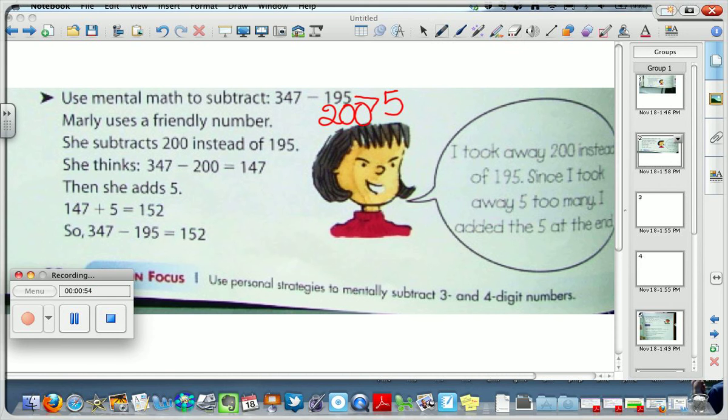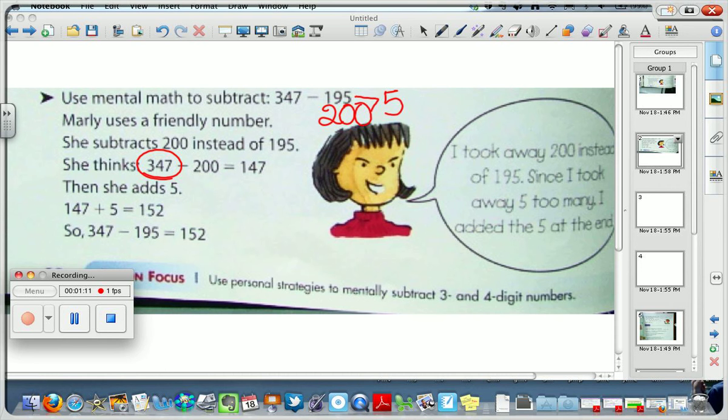This is another way of doing friendly number. This is what I said. You're going to learn lots of strategies that might confuse you. And next week, we'll pick 2 and stick to those. Okay, so she uses a friendly number. She takes away the 200, but she leaves 347 exactly the same.